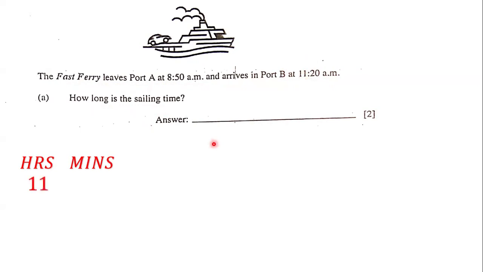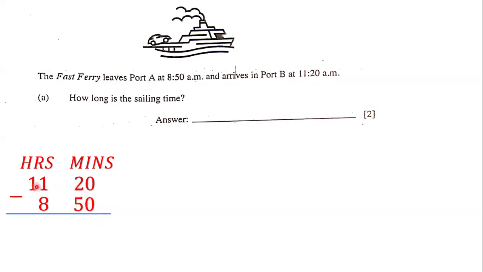put that on top. So we have 11 hours and 20 minutes. And the start time, we're going to put at the bottom, 8:50 a.m. So we have 8 hours and 50 minutes. And what we're going to do is subtract. So we say 0 minus 0, which is 0. And we have 2 minus 5, but we cannot do 2 minus 5.